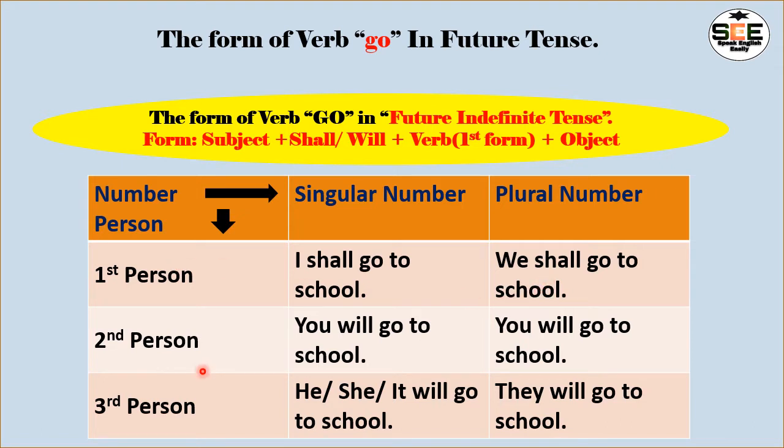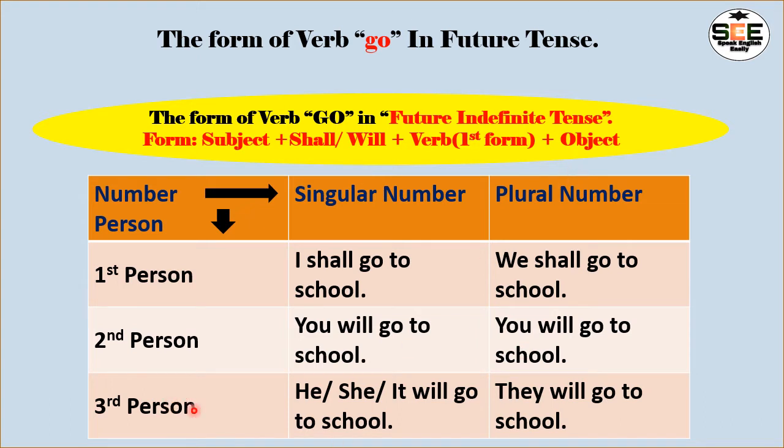Second person: you will go to school. Here you is the subject, will is the indicator of future tense, go is the first form of the main verb, and school is the object. As well as we can see here, you will go to school. Here also you is the subject and will is the indicator of future tense, go is the main verb and school is the object.